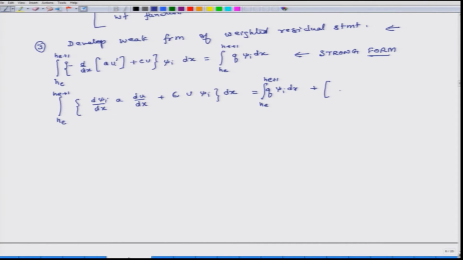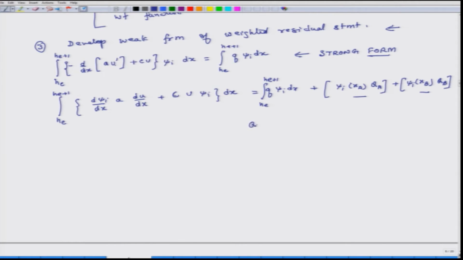So, I get psi I evaluated at x a times q a, and I will define these entities later, plus psi I evaluated at x b times q b. So, these are the two extra terms. These are the boundary terms. When I do integration by parts, I get those boundary terms. We had seen that.